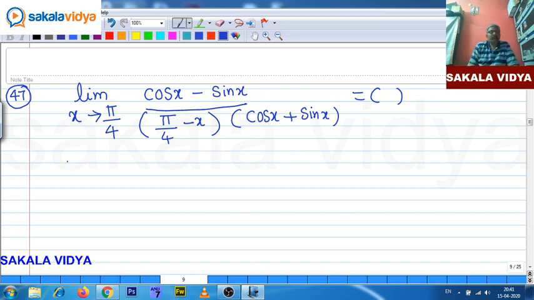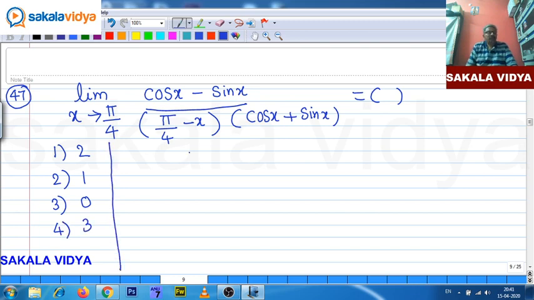Okay, first option is 2, second option is 1, third option is 0, fourth option is 3. See, why can't we use L'Hospital's rule? You can use it whenever it is 0 by 0 or infinity by infinity. But we have the option to remember the shortcuts, so I have given the shortcut, that's all.